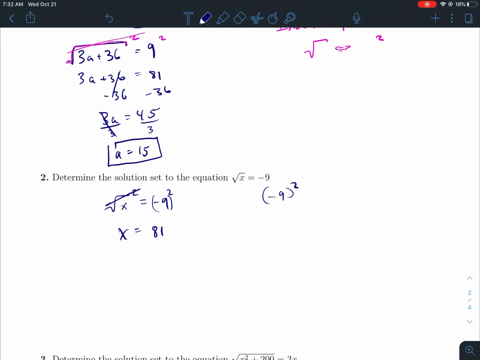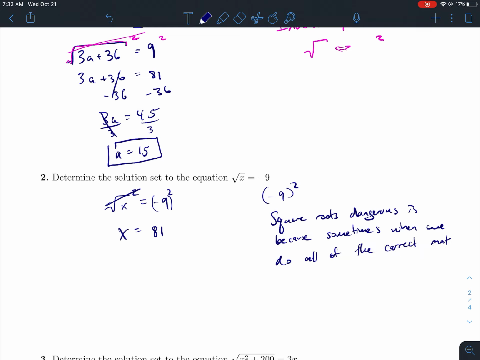As we learned yesterday when we looked at Hippasus of Greece and the Pythagorean cult, square roots are dangerous. And not just for mathematical cult members. Square roots will be dangerous for us as well. The reason they're dangerous is because sometimes when we do all of the correct math, we get a trap solution. And that's not the mathematical word for it. That's a good Carrie word maybe to think about it. It is a fake solution here.